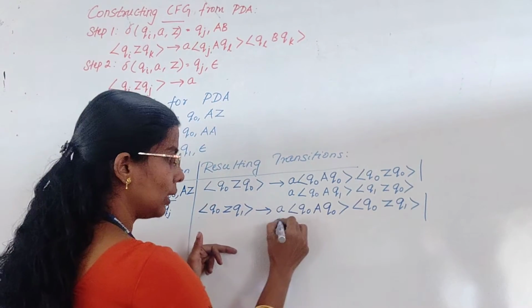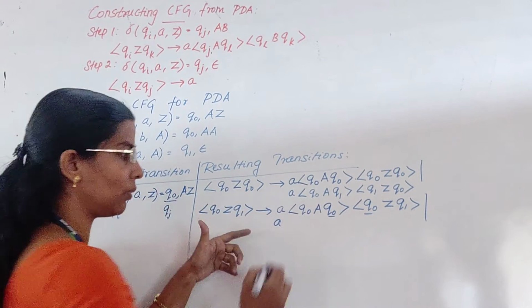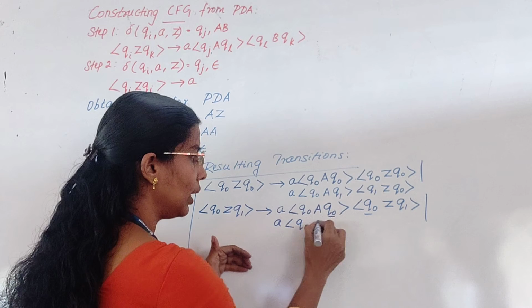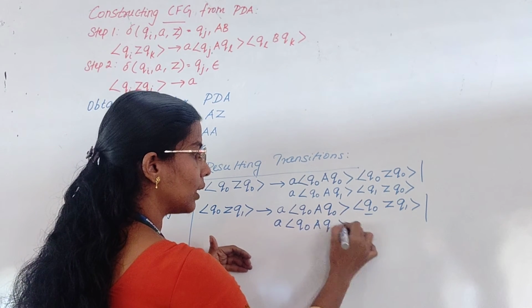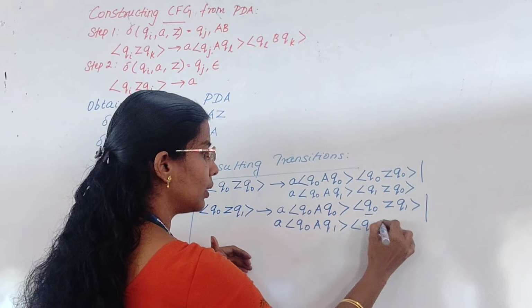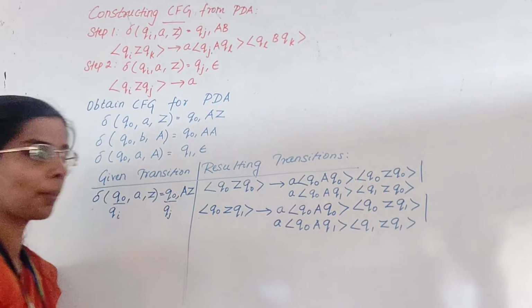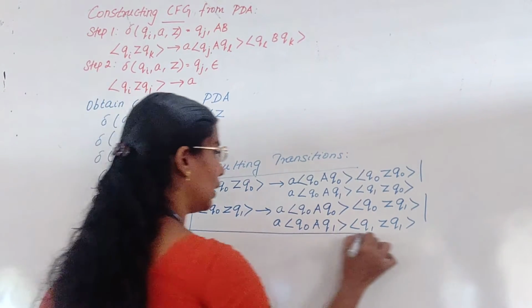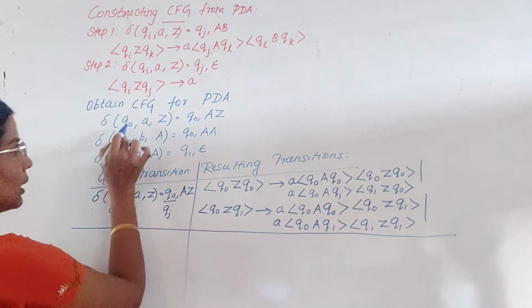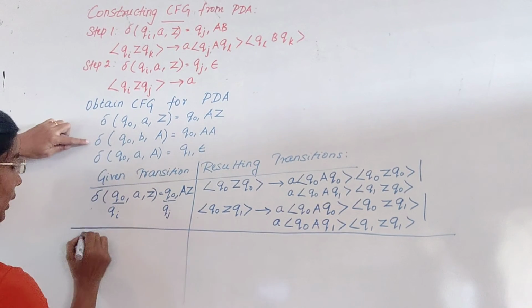Next change this L alone. L, I will write all the possible values. So it is Q naught, A, next possible L value is Q1. Q1 set Q1. So this is for my first transition. Next, take and write the next transition.